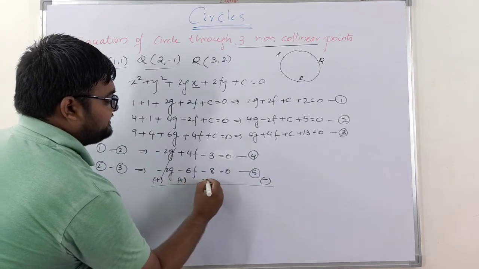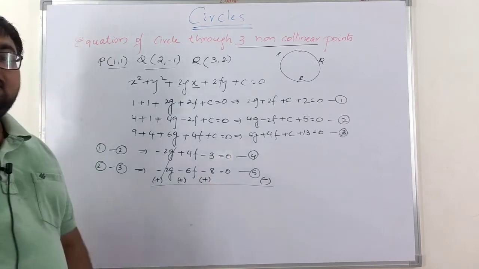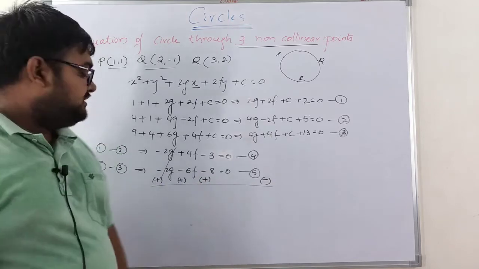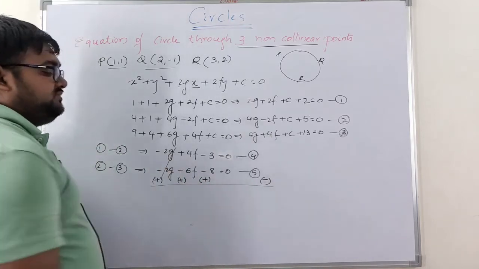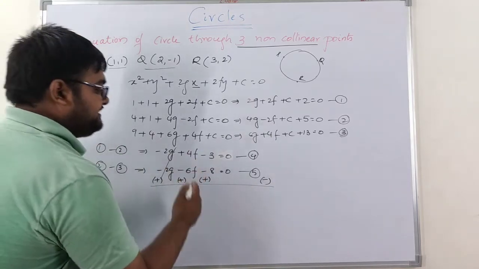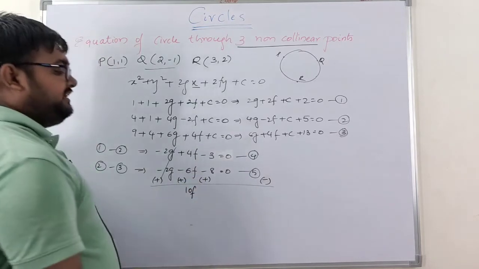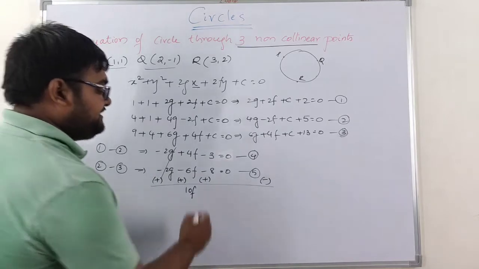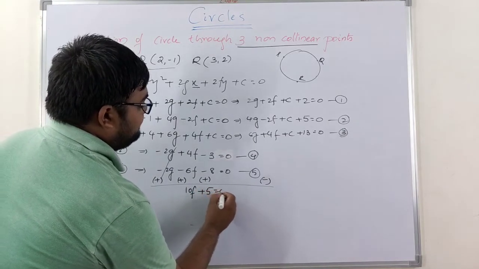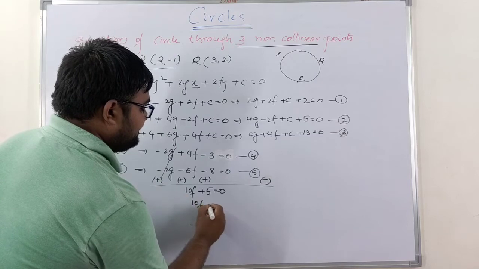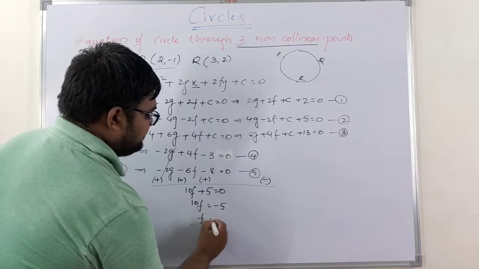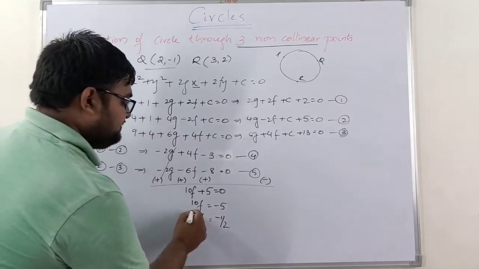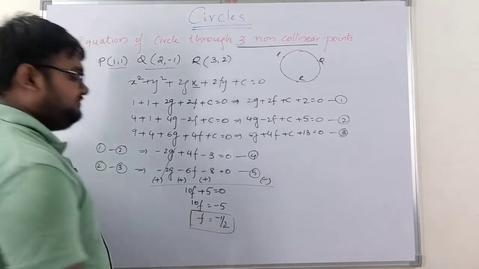We need to change the signs, right? So this minus becomes plus, minus becomes plus, minus becomes plus. Now minus 2g plus 2g gets cancelled. 4f plus 6f is nothing but 10f. Minus 3 plus 8 is plus 5, equal to 0. So from this, 10f is equal to minus 5, so f is equal to minus 1 by 2. So this is nothing but the value of f.